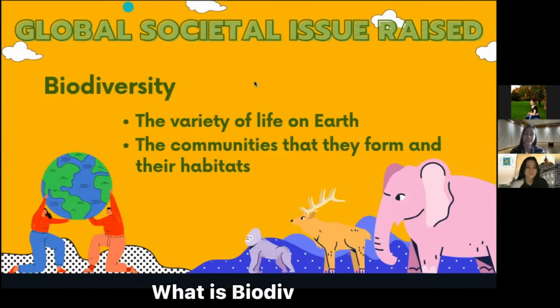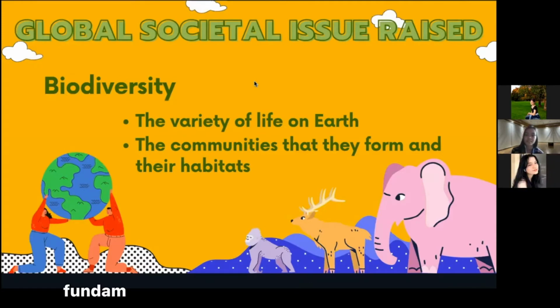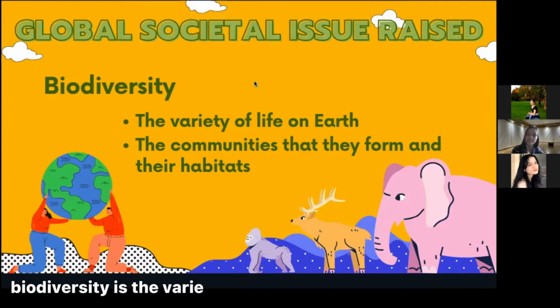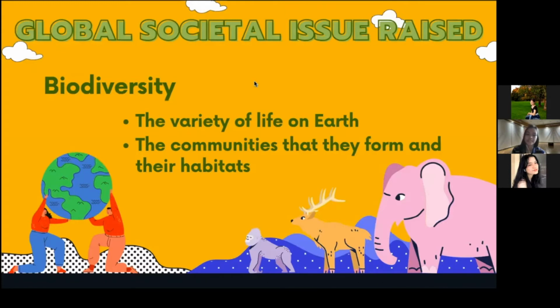What is biodiversity? Healthy ecosystems and rich biodiversity are fundamental to life on Earth. As we all know, biodiversity is the variety of life on Earth as well as the communities that they form and their habitats.